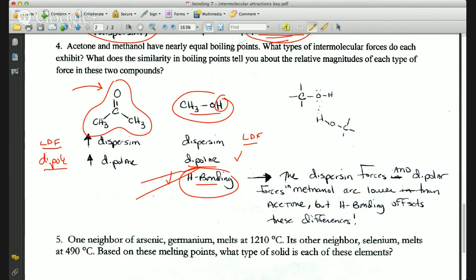And I would guess that too because they have fewer electrons, okay? So the lower number of electrons, and because it's not as polar, that lower polarity is offset by the H bonding, okay? So I'm not sure about the polarity part. I'm not sure if you can guess that, but definitely dispersion forces are going to be lower in the methanol than in the acetone. And then, of course, that difference is made up by what the acetone does not have, and that's H bonding.